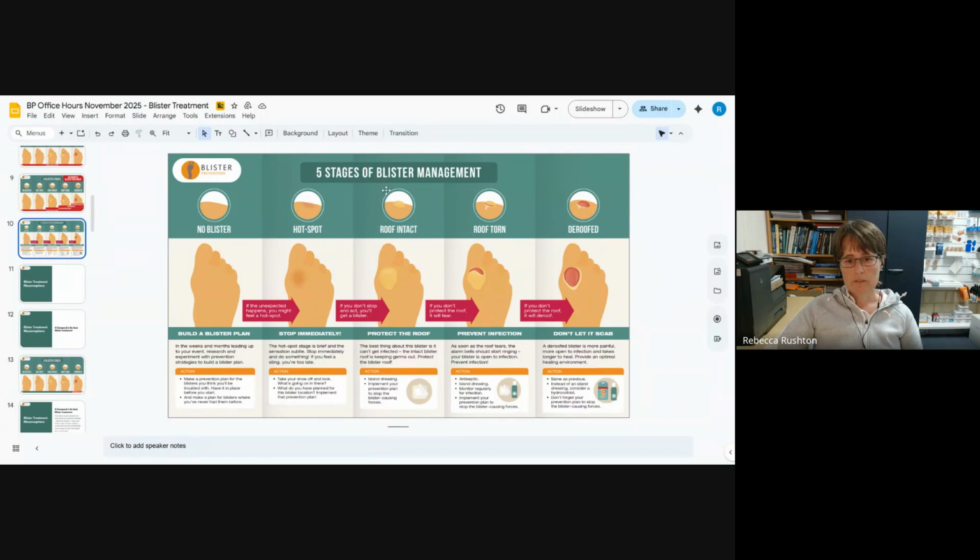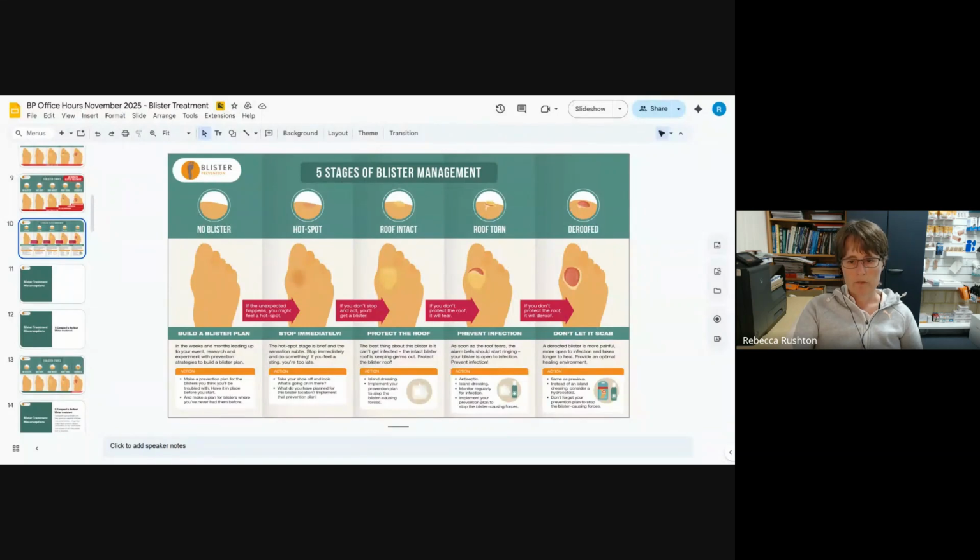If we don't do enough to stop the blister causing forces here, then the roof will end up tearing. The bad thing about this one is now it's open to infection. So now we need antiseptic and the island dressing plus our prevention, because it can get worse. We don't want it to get worse. We want to halt it in its tracks and in fact give it some sort of healing momentum. So that's the relevance of the prevention component. So for this one, it's island dressing after the antiseptic and prevention.